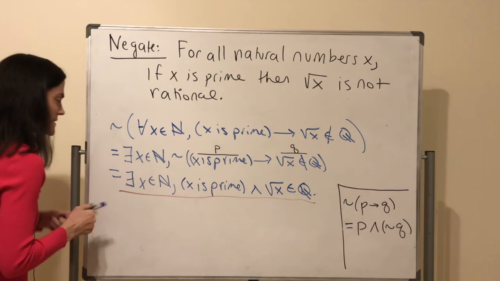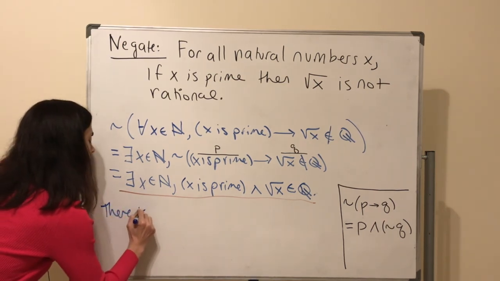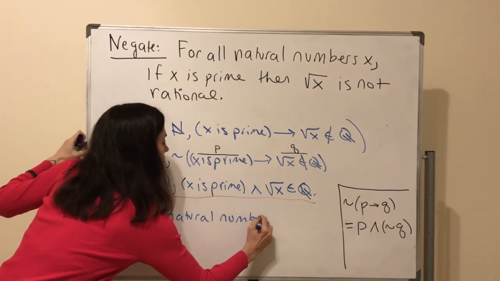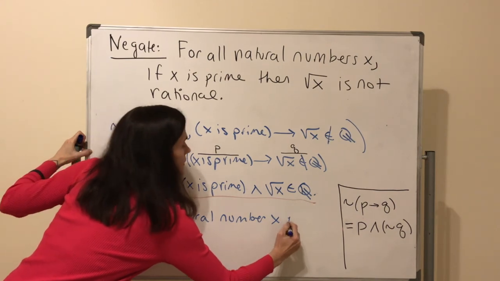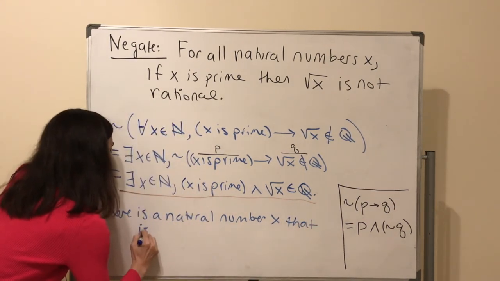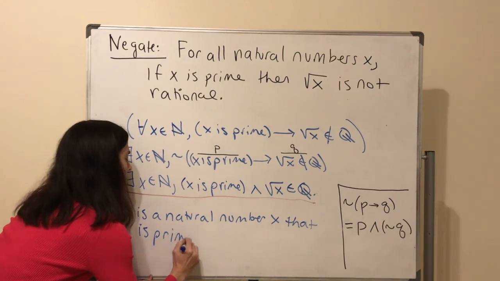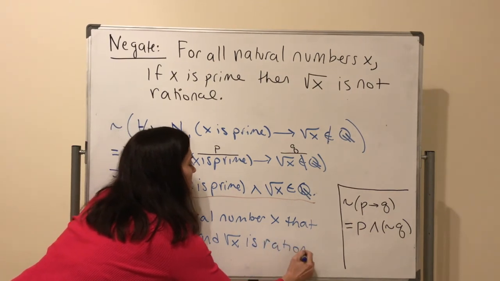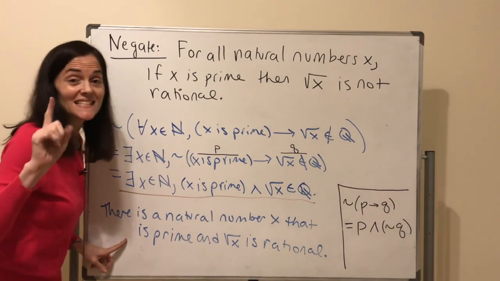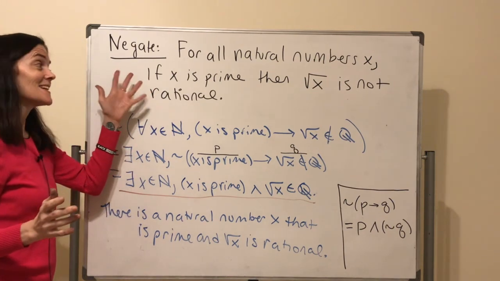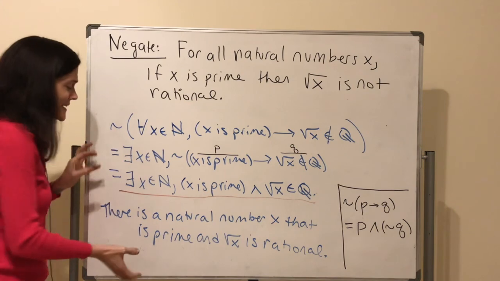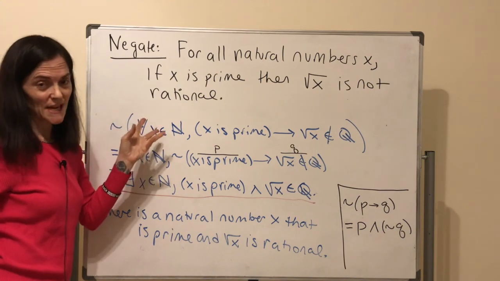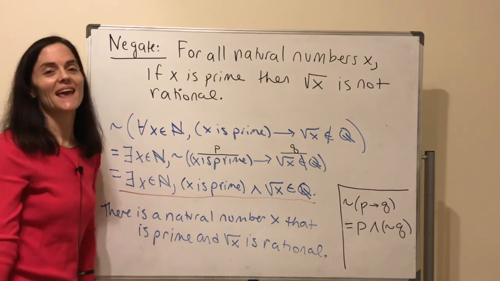And then in words, it says there is a natural number x that is prime and square root of x is rational. This statement in blue is the negation of this black statement. And this statement is false, well, as it should be. I mentioned this was a true statement. We negate a true statement, we get a false statement.